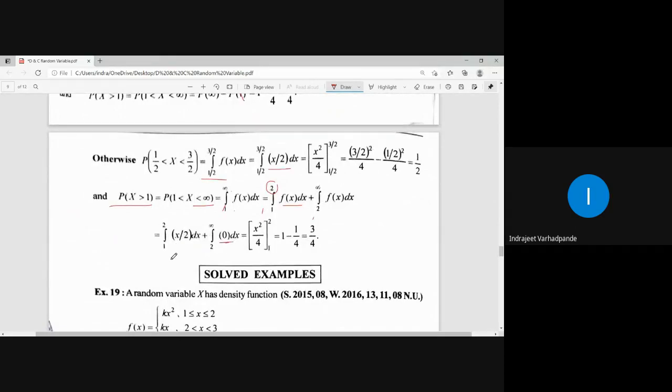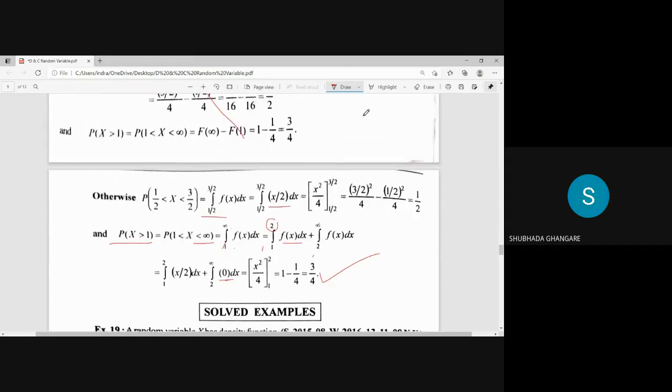So what is the integration of x by 2? Integration of x by 2 is x square by 2. x square by 2 into 2, that is x square by 4. And what is the value of the integration there? 3 by 4. Is this clear? Yes, sir. This is how the integration will go ahead in case of a continuous random variable.